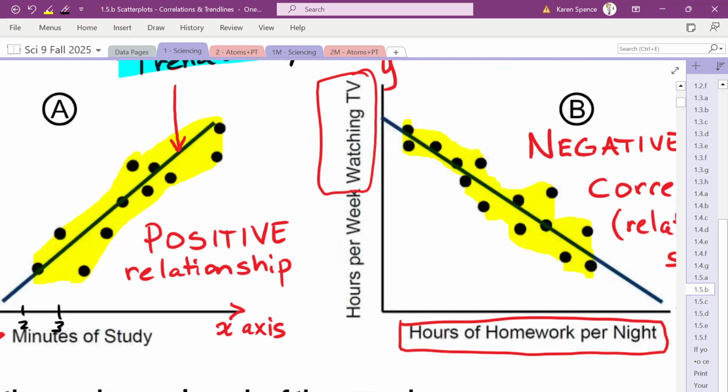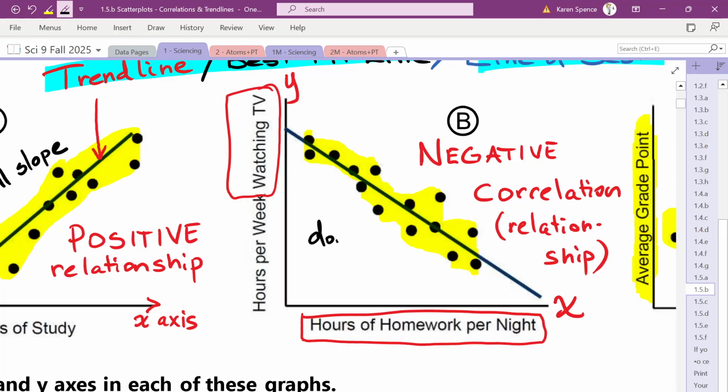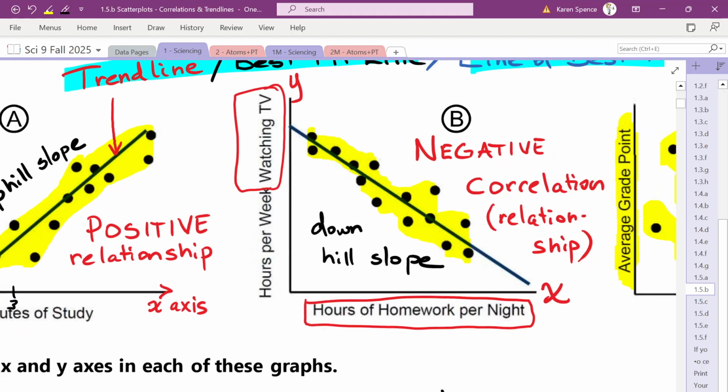All right. And we say if the slope goes up, uphill, that is a positive relationship. What's another word we could use for relationship? Yes. No, Vivian, you go. You haven't answered anything yet today. Positive correlation. And if you have a downhill slope, that is a, everyone? Negative correlation or relationship.